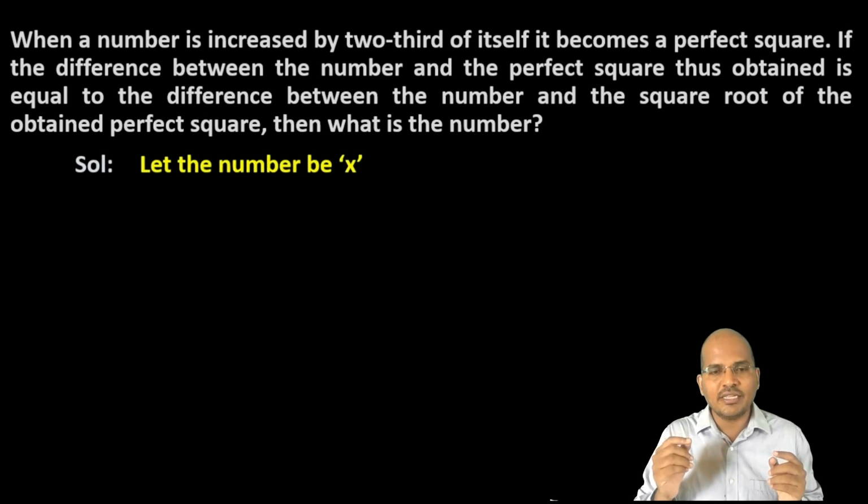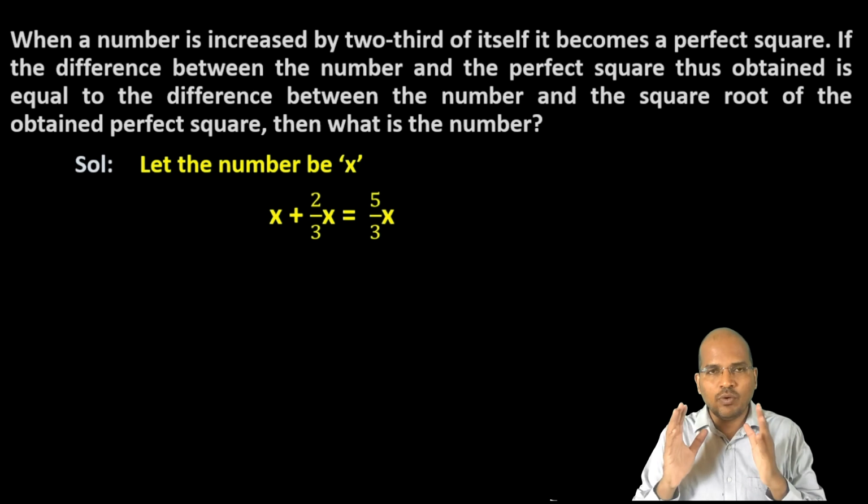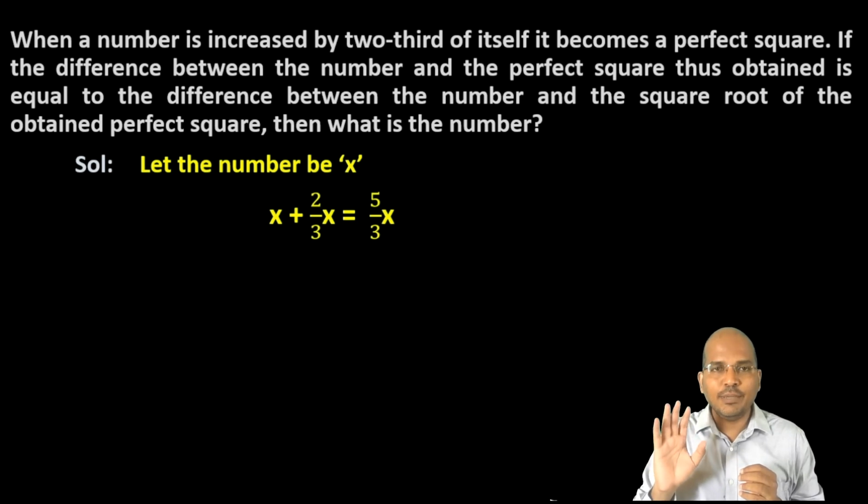I begin with assuming the value as x. Now the first line says if a number is increased by 2/3 of itself, so I get x plus 2/3 of x, I get 5/3 of x. Now he gave us that this obtained value is a perfect square, so 5 by 3x is a perfect square.